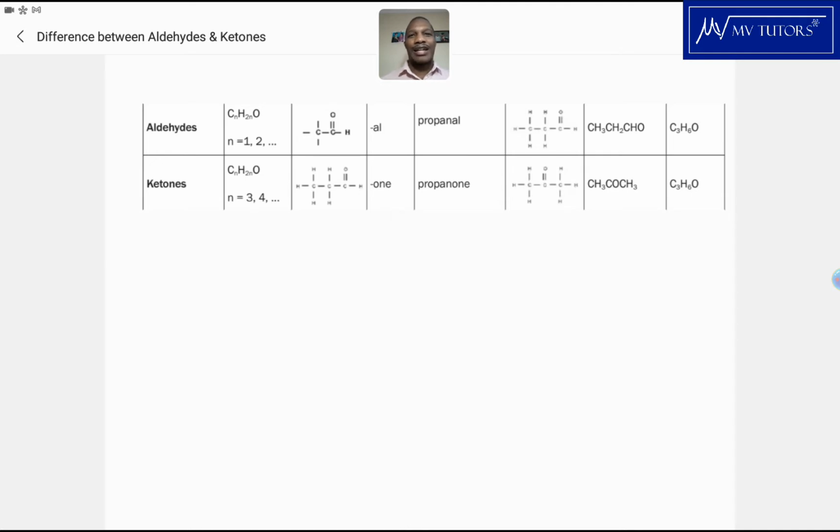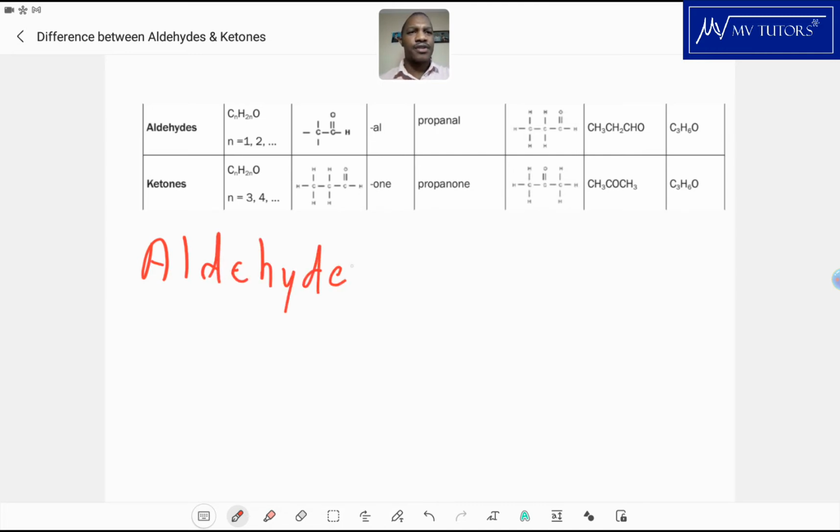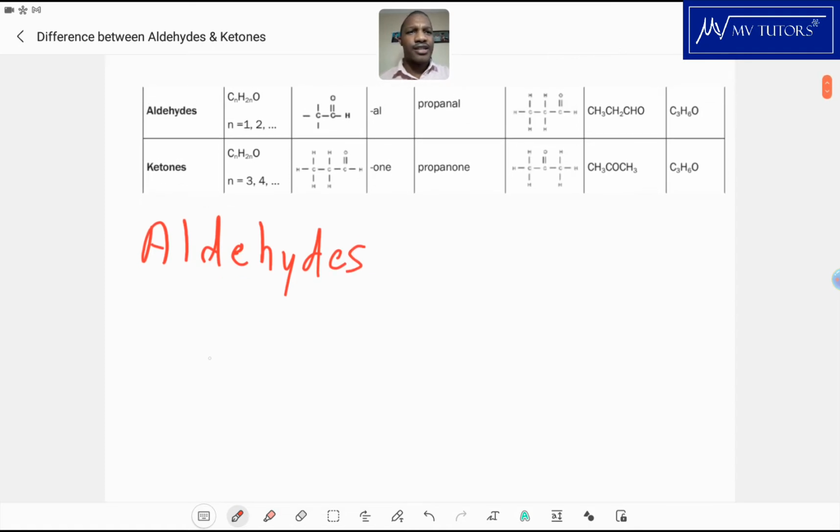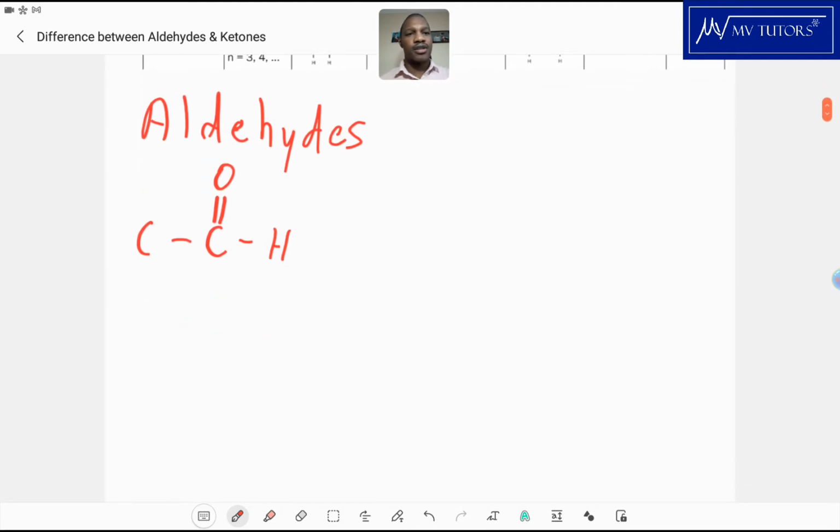But we are now talking about the difference between aldehydes and ketones. Let's get right into it. Let's start talking about the aldehydes. Before we get into the difference, let's just talk about the aldehydes on their own. The aldehydes have a functional group with a double-bonded O, then an H, and a C on this side. So that's the functional group.